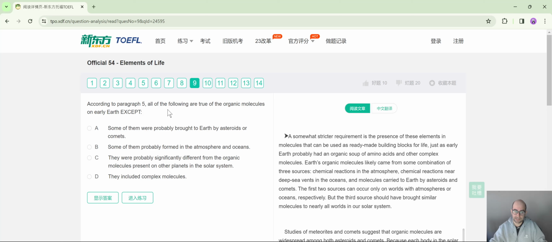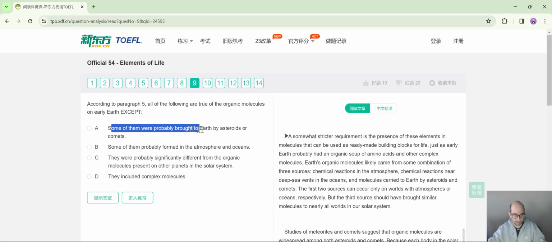Okay, we have an except question. This is the except version, so be very careful, guys. Find the location first. "Are true of organic molecules" are keywords here. "On early Earth" maybe a keyword, right? Except what? So what's true about these organic molecules? "Somewhat stricter requirement is the presence of these elements and molecules that can be used as a ready..." Okay, so this is our starting point. Now we're going to look for these one by one. And every time we look at a new option or choice, return to the previous position, wherever our starting clue sentence was.